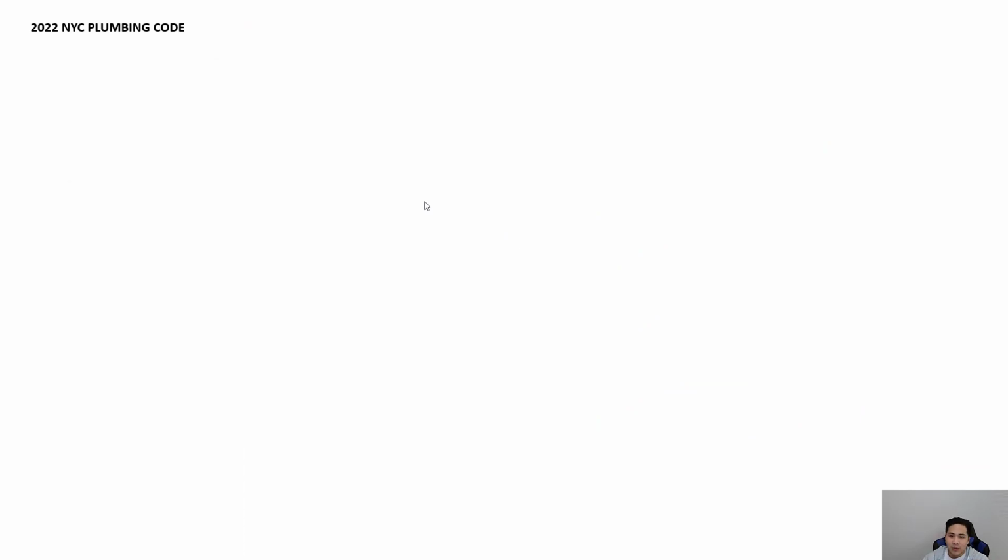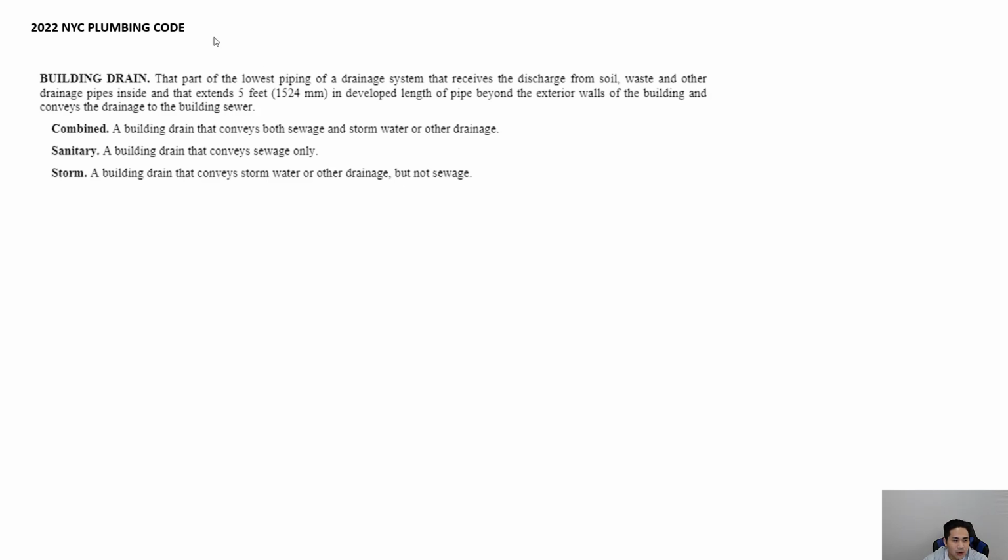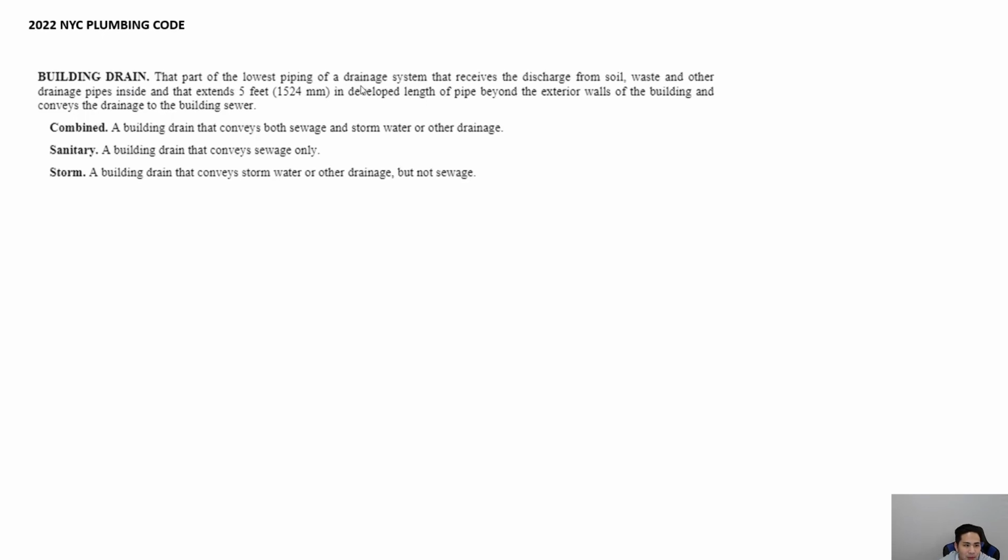Okay, now that we talked about the vent, we're going to go on to talking about waste piping. So the first type of waste piping, we'll talk about the building drain. And we kind of briefly talked about this before. Now, the definition is that part of the lowest piping of a drainage system that receives the discharge from soil, waste, and other drainage pipes inside and that extends 5 feet in developed length of pipe beyond the exterior walls of the building and conveys the drainage to the building sewer.